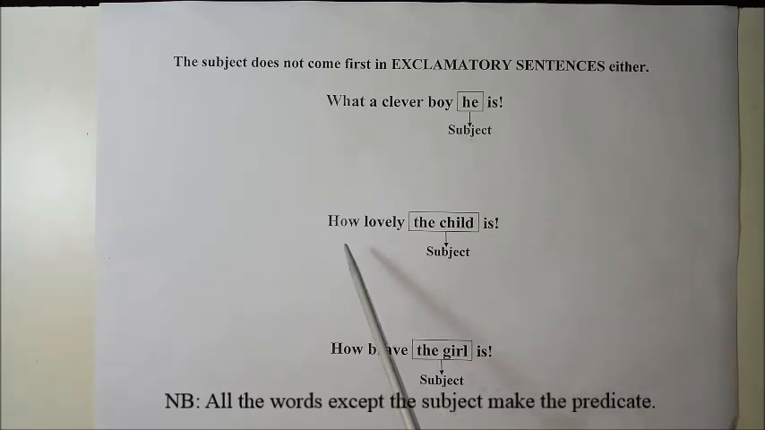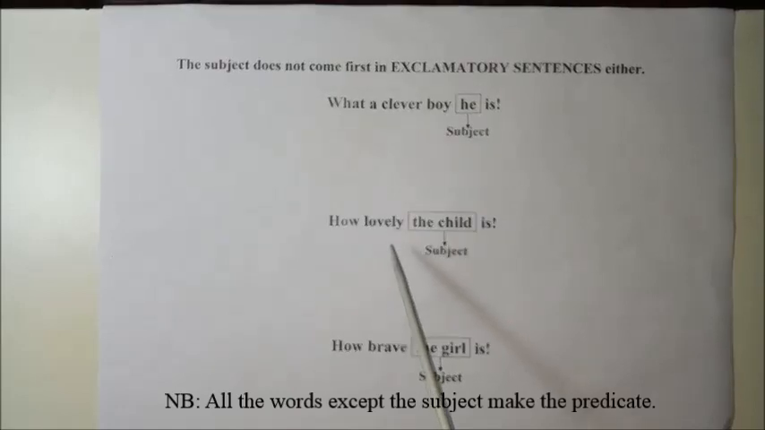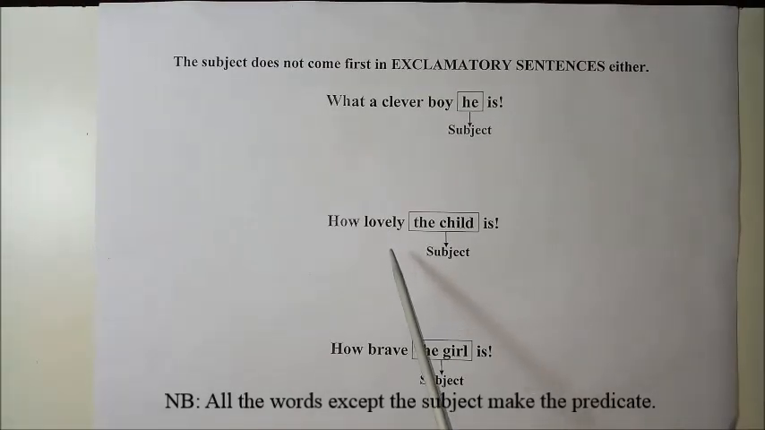Now transform the second sentence into an assertive sentence. It will become, "The child is very lovely." And now it is very easy to tell that the subject in this sentence is "the child". Now do the same thing to the third sentence. The sentence will become, "The girl is very brave." And we can find out that the subject in this sentence is "the girl".